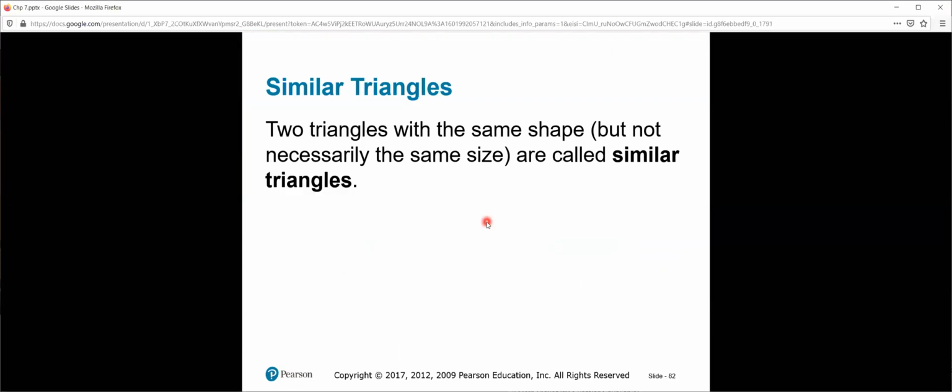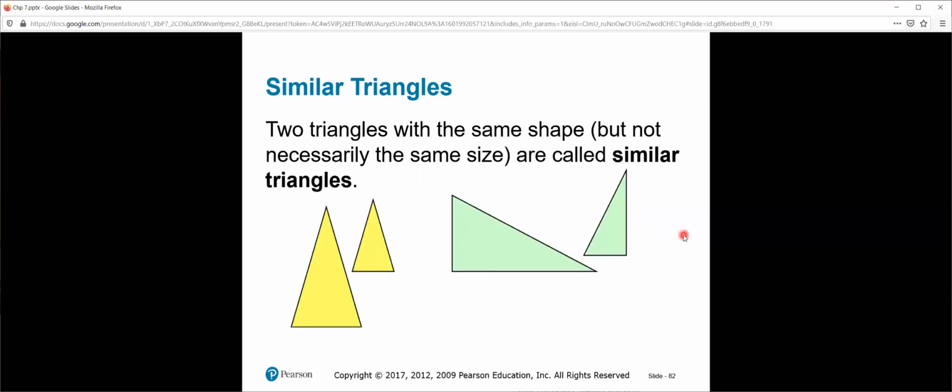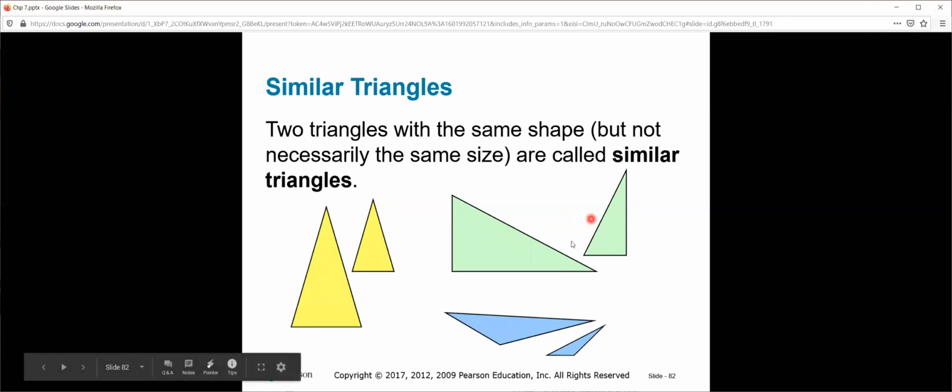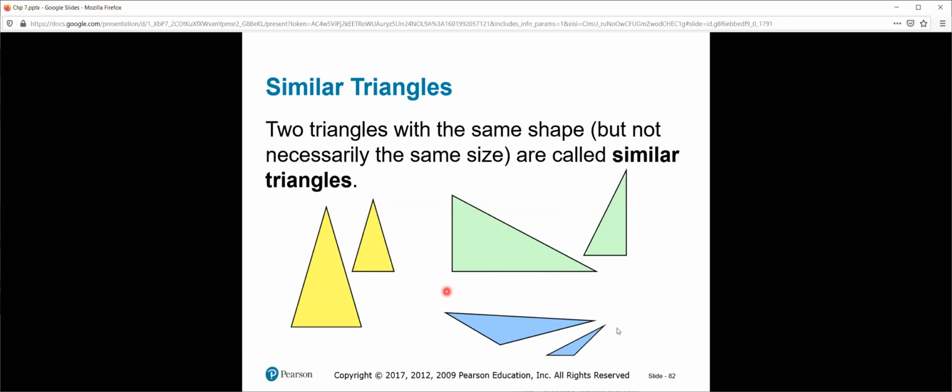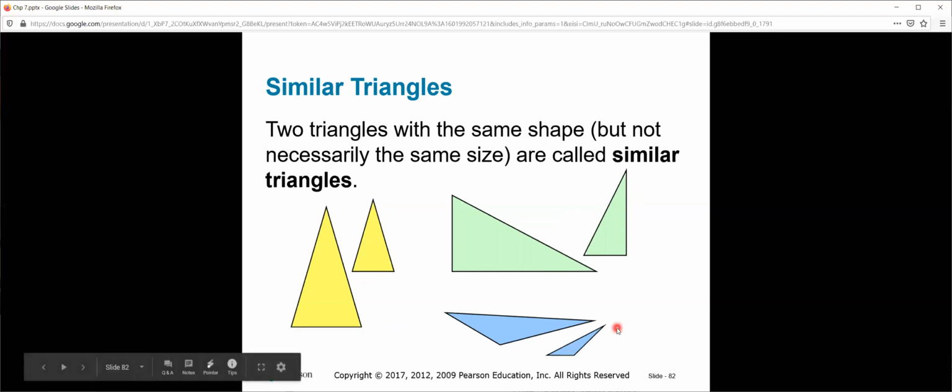Similar geometric figures. 2 triangles of the same shape but not necessarily the same size are called similar triangles. It's almost like they're similar or something, right? These are all the same shape, but different sizes. So the sides, the legs, the hypotenuses, what have you, are different. Hypotenuse is only a term for right triangles, by the way.